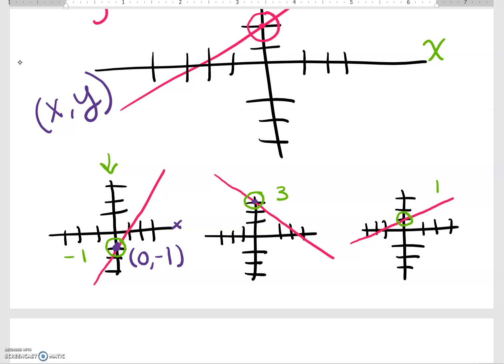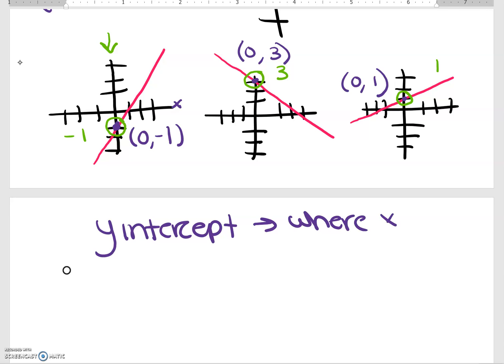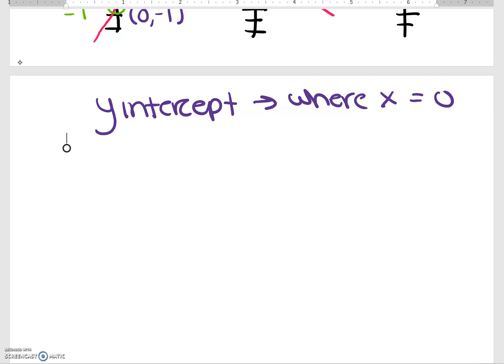How about this one? What's the coordinate for this point? Well, the x is 0 and the y is 3. And what about this point? The x is 0 and the y is 1. And so what do you notice about all 3 of these coordinates? The x is 0. So your y-intercept is where x equals 0. Okay? So let's say we had a chart.